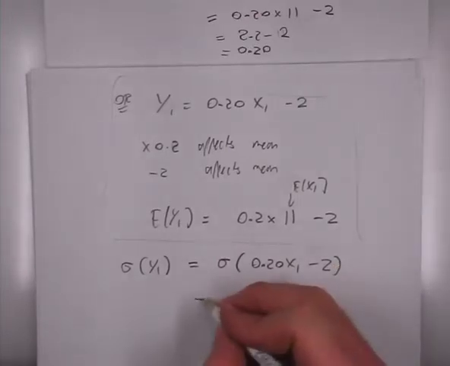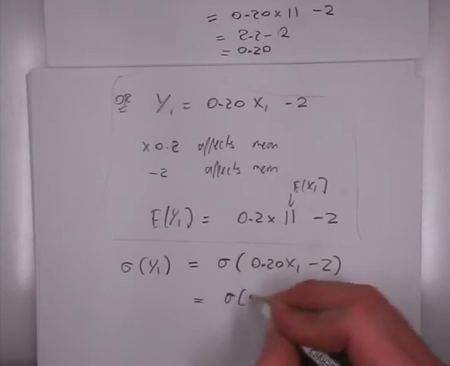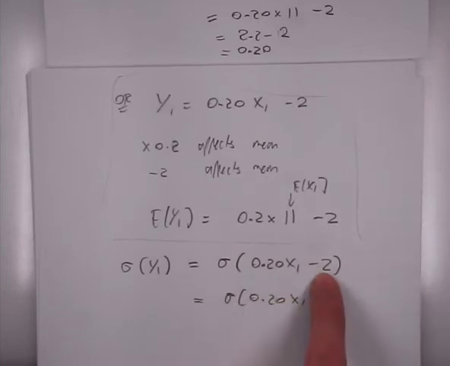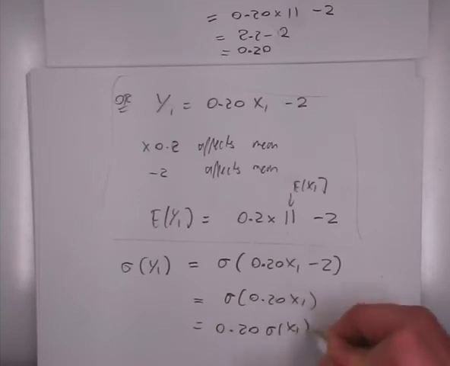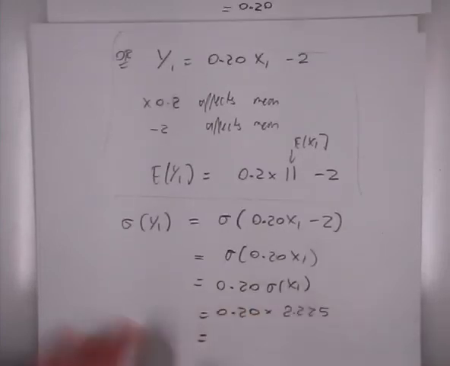So this is actually the same as that, because the -2 doesn't affect the standard deviation. And then we can bring that out. And we know what sigma of x1 was. It was 2.225. And so we get some sort of answer for this.